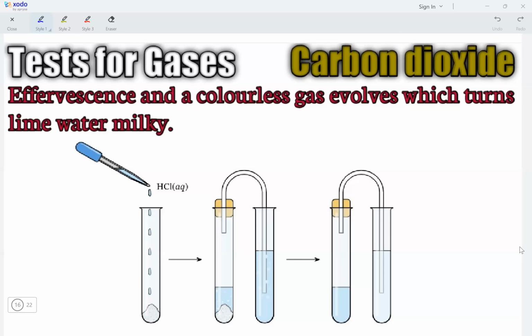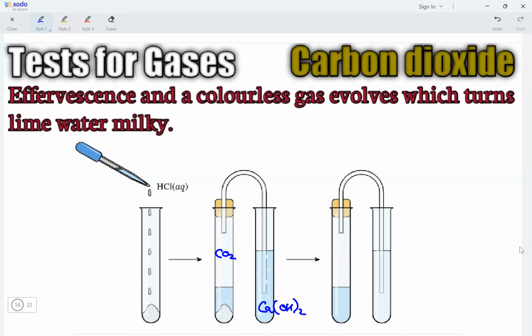Now we have placed a delivery tube into a test tube containing lime water, and the other end of the delivery tube is placed inside the test tube in which the carbon dioxide gas is produced. So this will transfer carbon dioxide from the reacting test tube into the test tube containing lime water. So what will happen? This carbon dioxide will move into the test tube containing lime water. Lime water is calcium hydroxide solution.